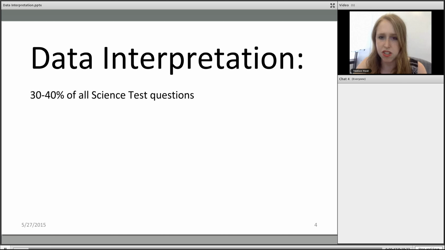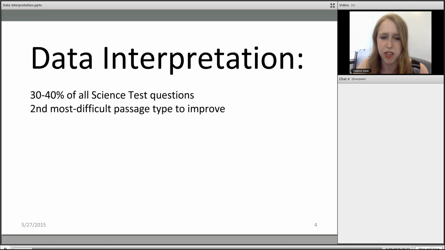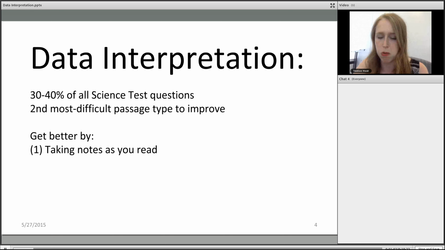So the data interpretation passages make up 30 to 40% of the science test. So mastering this type of passage is really fundamental in getting a great science score. They're the second most difficult passage type to improve, so right in the middle. But there are a couple ways that you can improve.